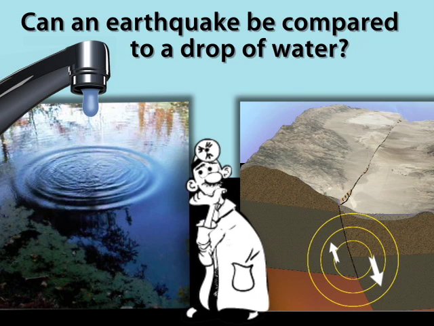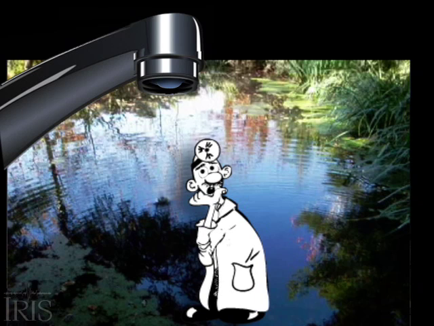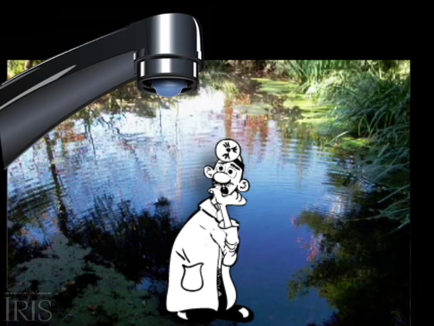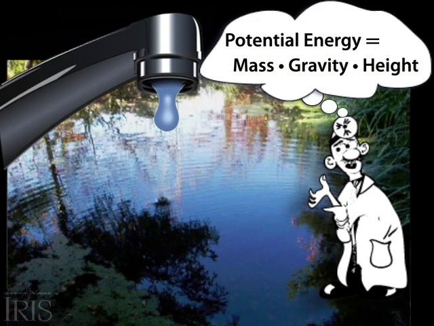An earthquake can be compared to a water drop falling into a pool. If a faucet has a leak, water slowly accumulates as a drop. Over time, the leak continues and the drop grows in size. As it does, the drop's potential energy also increases.